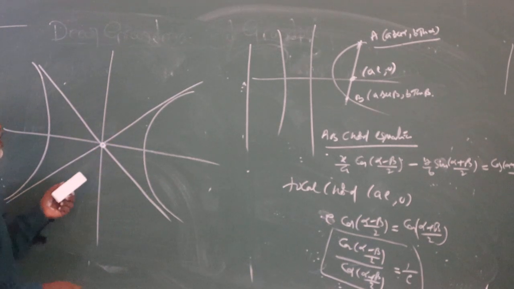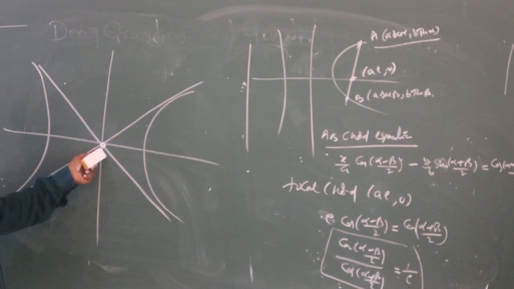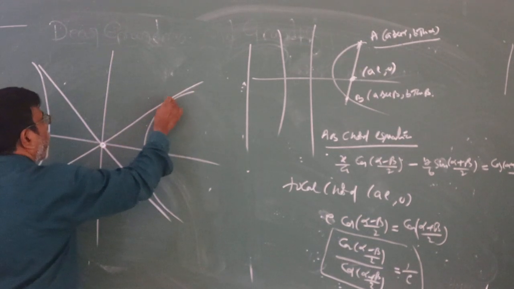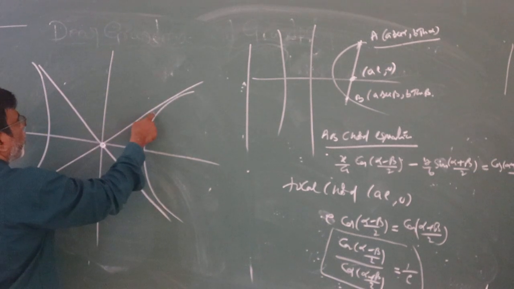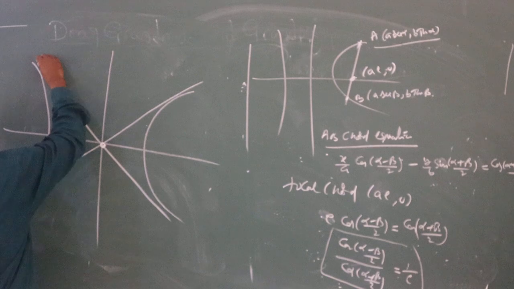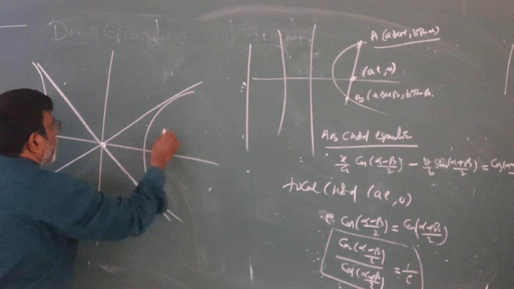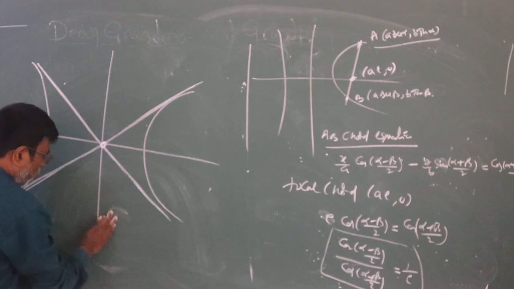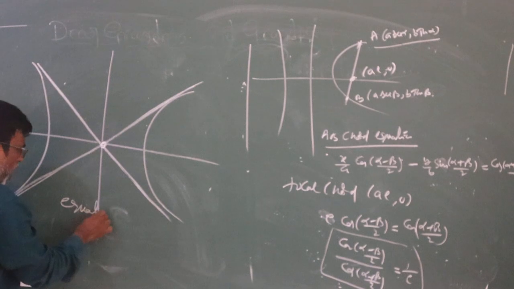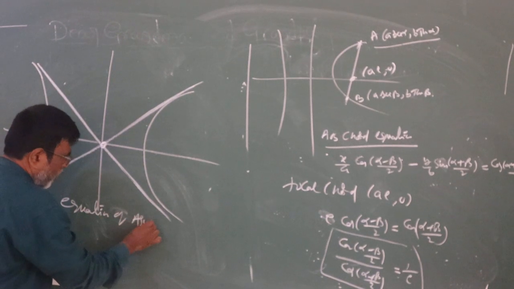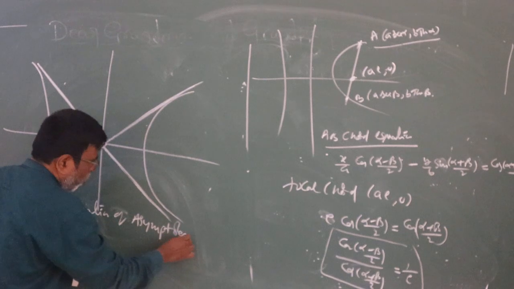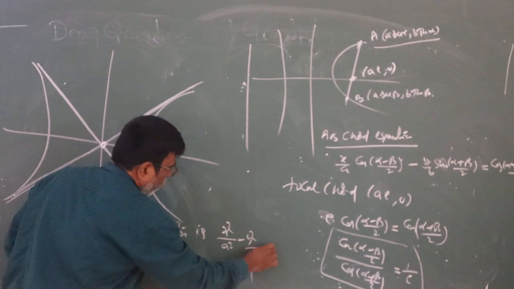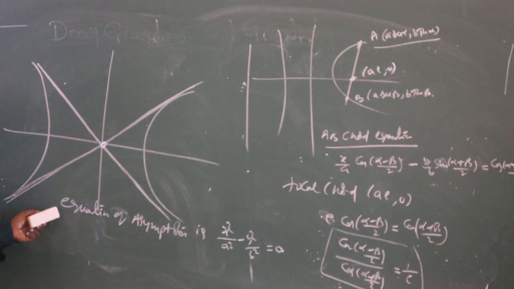The asymptotes always pass through the center of the hyperbola. So the lines which touch the hyperbola at infinity are said to be asymptotes. The asymptotes pass through the center of the hyperbola. Equation of asymptotes: x square by a square minus y square by b square equal to 0. This is the equation of asymptotes.